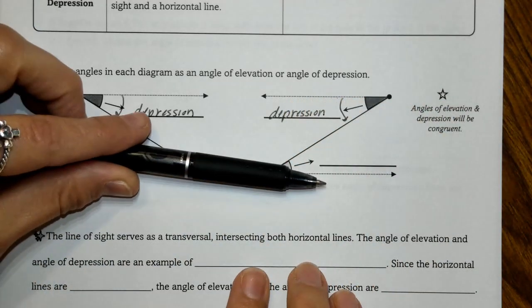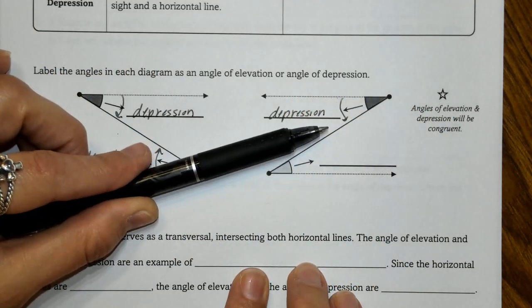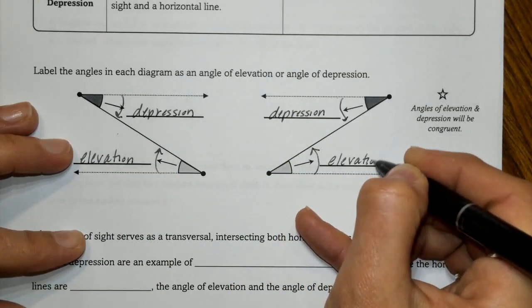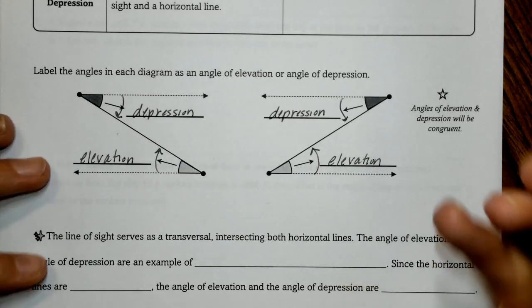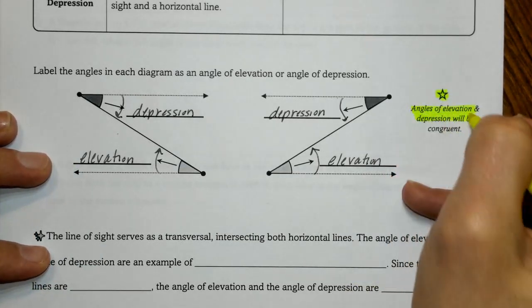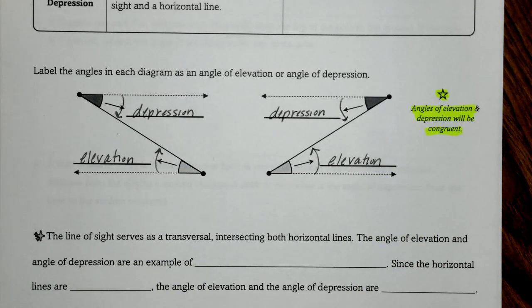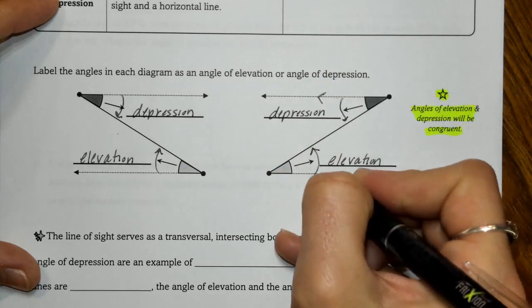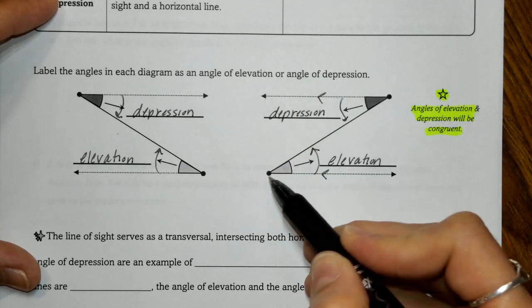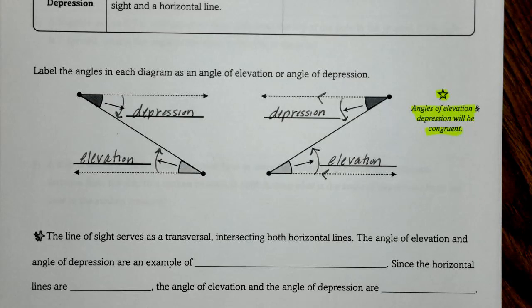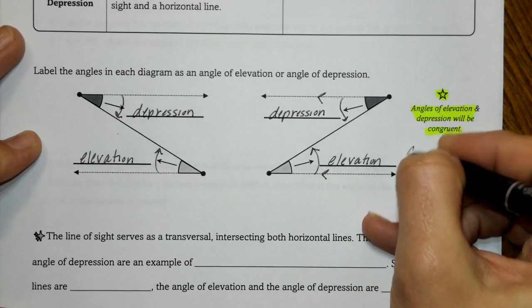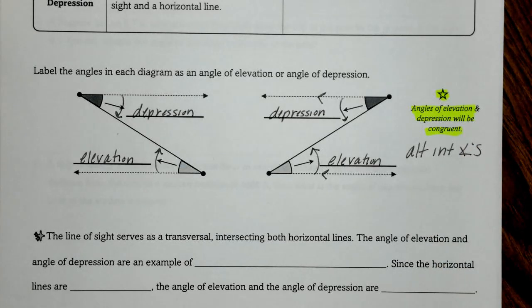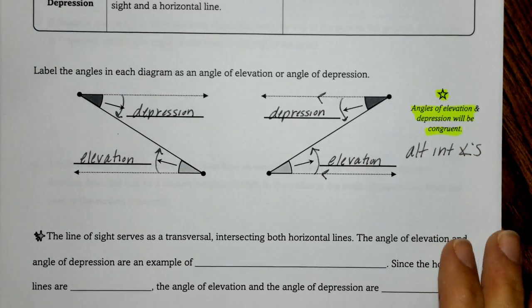And then if we're standing over here, here's the horizontal line. We're now going to look upward, angle of elevation. I want you guys to also note here, your angle of elevation and depression will be congruent. The reason why is these horizontal lines are parallel, and this line of sight is going to be the transversal. So here we have alternate interior angles. So that is why angle of depression and angle of elevation in each problem are going to be congruent.